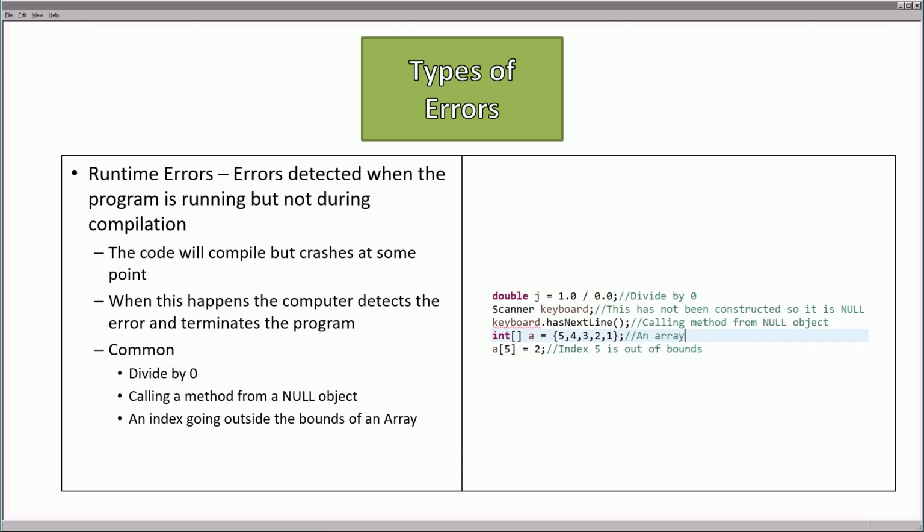Runtime errors are errors that are detected when the program is running, but not during compilation. You can think of it in this way: this is when you're running a program and it crashes. Whenever this happens, the computer detects the error and then terminates the program. Some very common ones are dividing by zero, calling a method from a null object, and an index going outside the bounds of an array. Those last two we go into in a lot more detail later on.